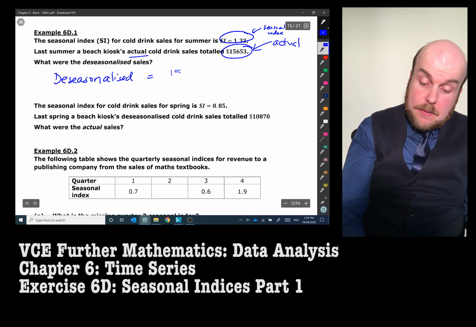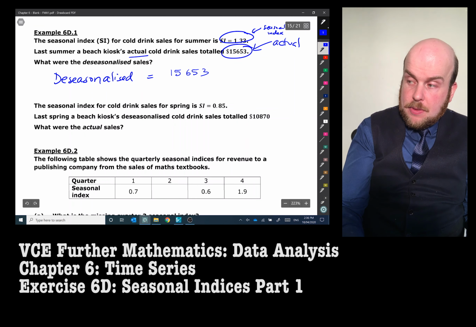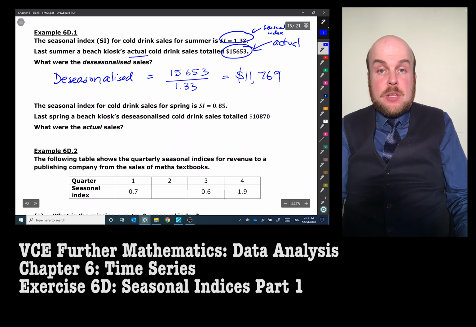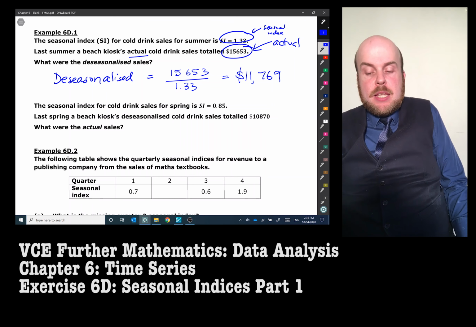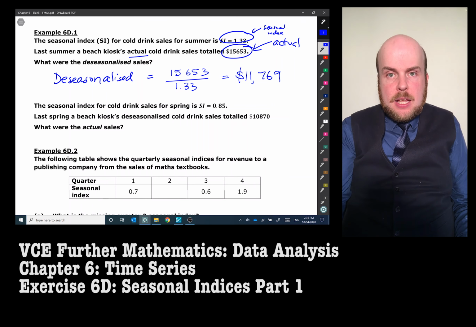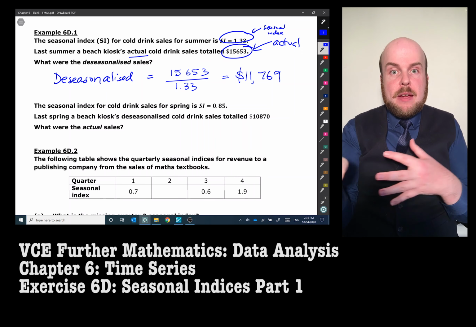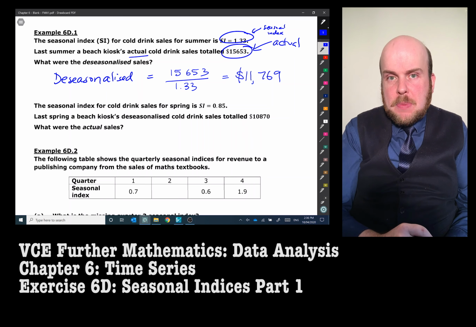So we will do 15,653 divided by 1.33, and this will give us 11,769. What this means in reality is that this would be the figure if there was no such thing as summer, winter, autumn, spring, based on all the averages. This is really how much money I'm making.